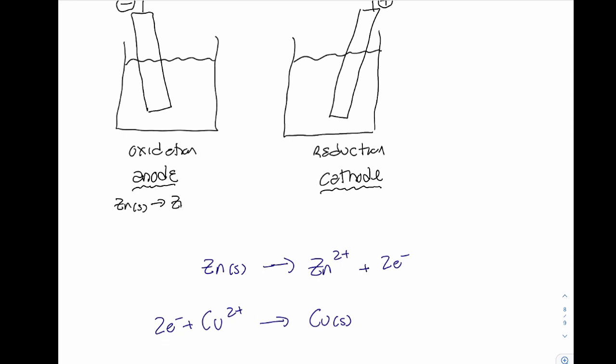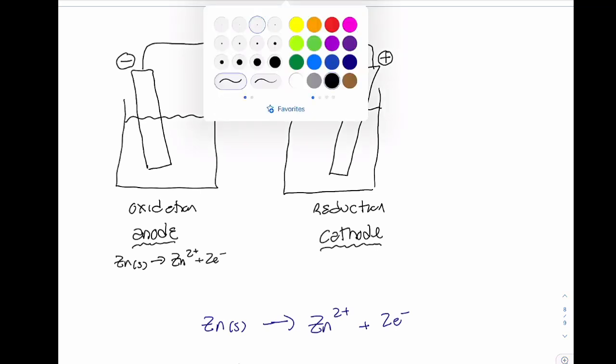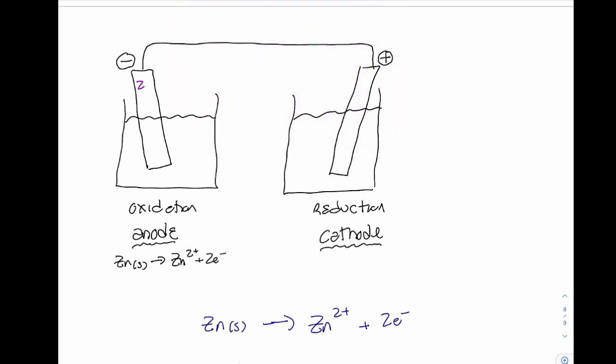So going to zinc 2 plus and my 2 electrons. So what that means is that this piece of solid metal is zinc. So this is zinc solid. And then floating around in solution, I have zinc ions. I probably also have those sulfate ions, right? They're spectator ions, but that doesn't mean they don't exist. They are floating around in solution.